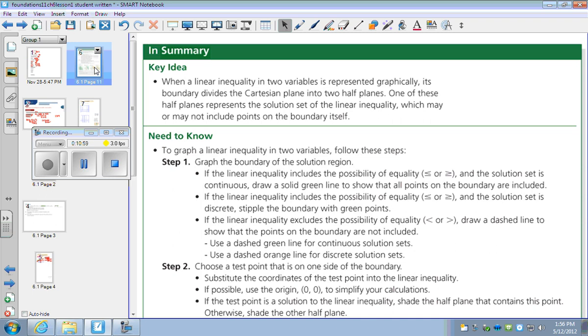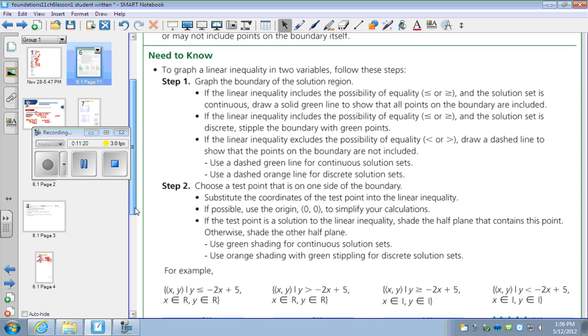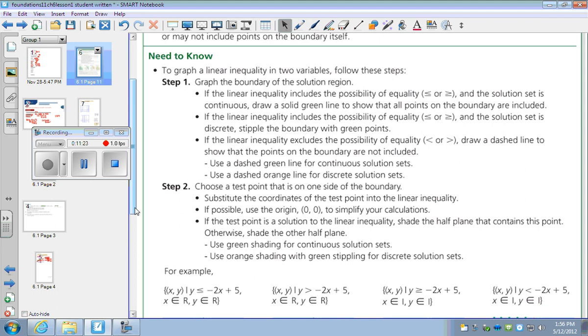When a linear inequality in two variables is represented graphically, its boundary divides the Cartesian plane. It divides that xy set into two half planes. One of these represents the solution set of the linear inequality, which may or may not include the points on the boundary itself. So the steps: we graph it. If it includes the boundary, then we draw a solid green line to show that it's included. So I should have been drawing solid green lines. If it includes the possibility of equality and it's discrete, we're going to stipple the boundary with green points.